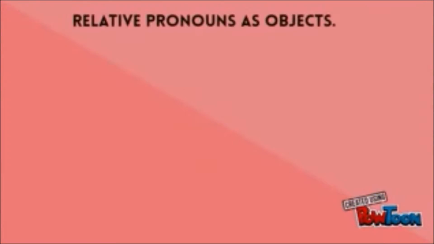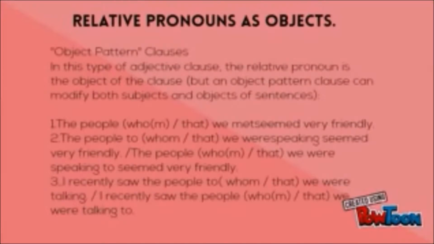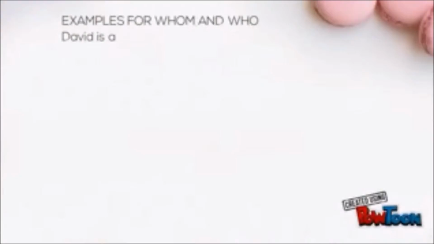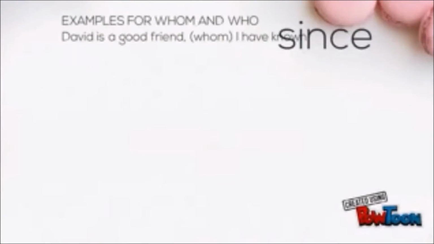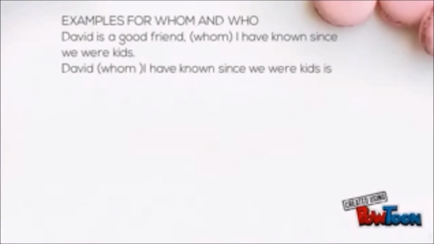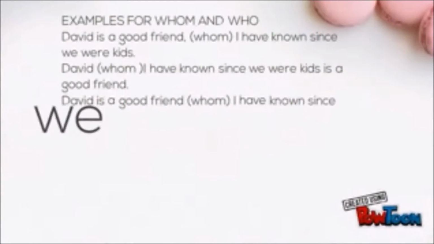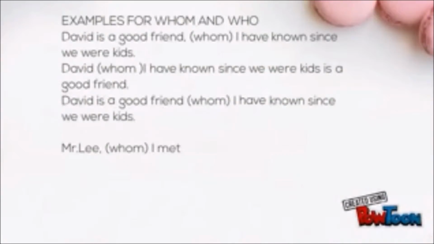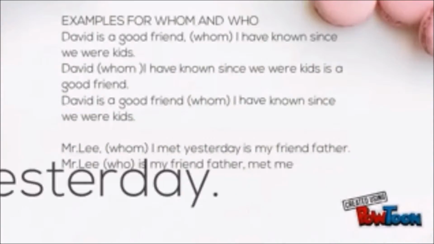Next is using the relative pronouns as subject. We can see the examples where we use who, whom, or that in different situations to show the verb and so on. Next is the example of whom and who, where whom is used between two subjects, which is David and I in the three example sentences. In the next sentence, whom I met yesterday refers to the interaction between Mr. Lee and I, and Mr. Lee, who is my friend's father, refers to Mr. Lee.